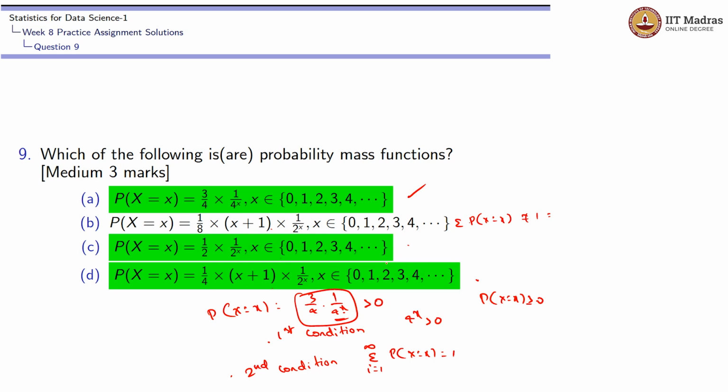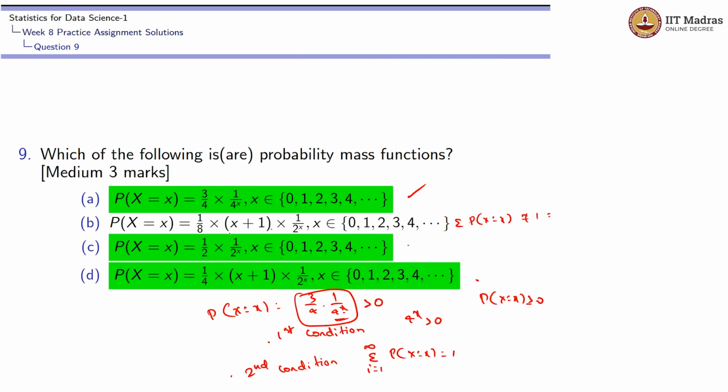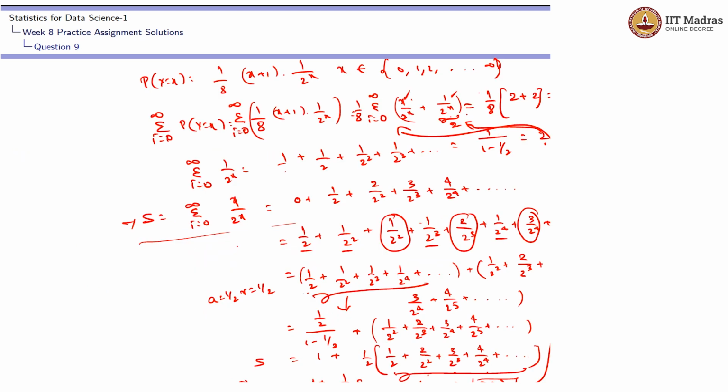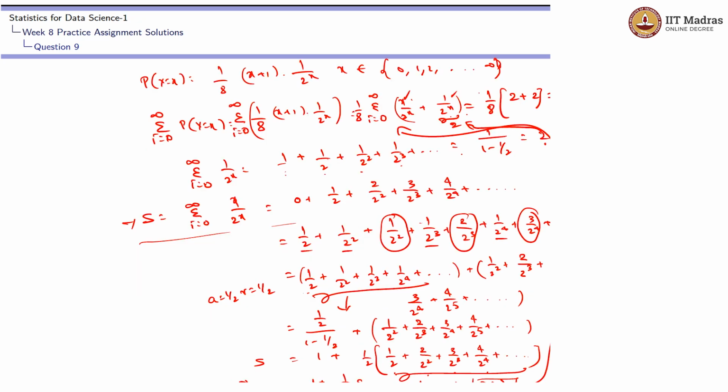If you look at the third option, it is nothing but half into 1 by 2 power x. Let us leave out this half here. For the remaining 1 by 2 power x, we should be finding the sum of those infinite terms. It is nothing but 1 plus half plus 1 by 2 square plus 1 by 2 cube and so on, which you have seen from the second option. The sum we are trying to find for the third option is already solved here.